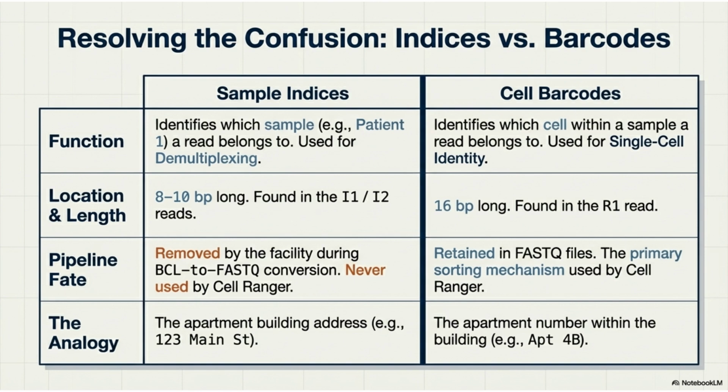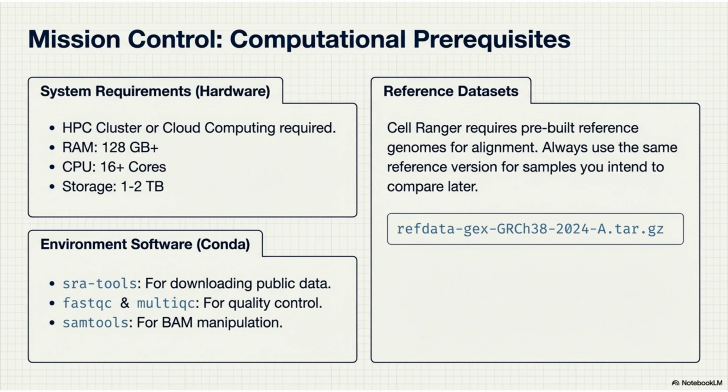It's essential to resolve the confusion between sample indices and cell barcodes. Sample indices identify which patient or sample a read belongs to, like an apartment building address. Cell barcodes identify which cell within a sample a read belongs to, like the apartment number, and are the primary sorting mechanism for cellranger.